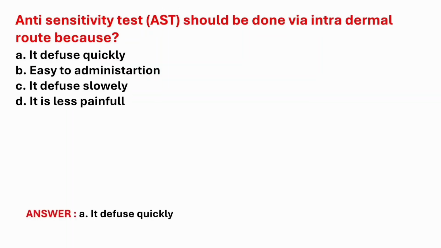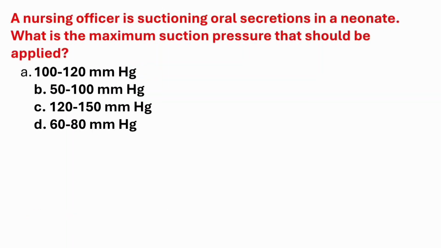It diffuses quickly. A nursing officer is suctioning oral secretion in a unit. What is the maximum suction pressure that should be applied? A. 100 to 120 mmHg. B. 50 to 100 mmHg. C. 120 to 150 mmHg. D. 60 to 80 mmHg. The correct answer is D. 60 to 80 mmHg.